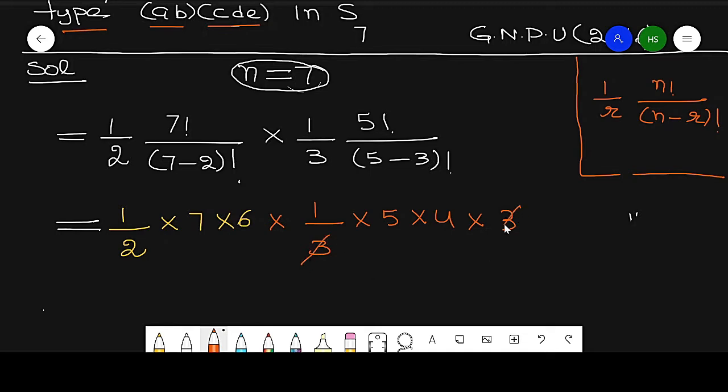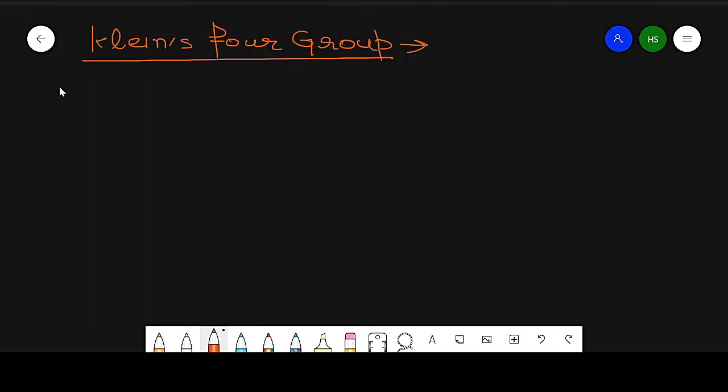This 3 cancels with this 3, and this 2 cancels with this 6. So we get 7 into 3, which is 21, and 21 into 5 is 105, and 105 into 4 is 420. In this way we can find the number of elements in any permutation group having disjoint cyclic decompositions.